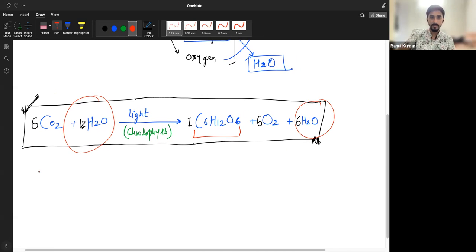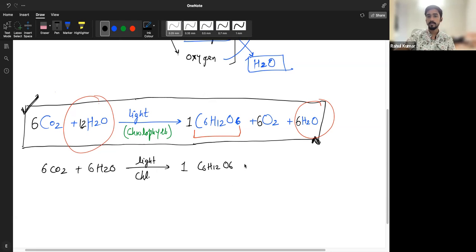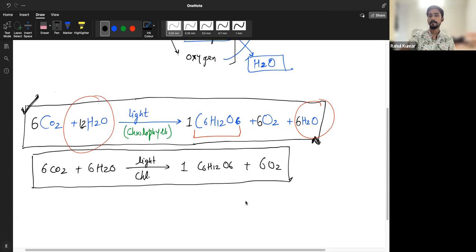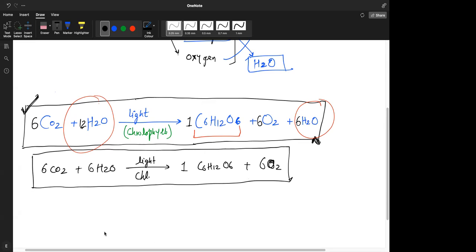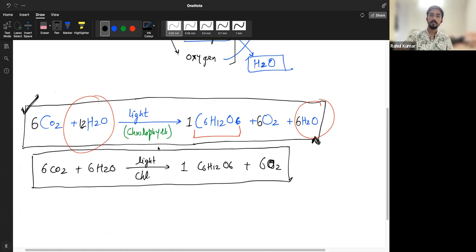So if I write this equation as, sorry, it was a black ink, I don't like that. If I write it as 6 CO2 plus 6 H2O in the presence of light and chlorophyll to produce one molecule of glucose and 6 oxygen. Is this wrong? Think about it. Is this wrong? No. No, sir.